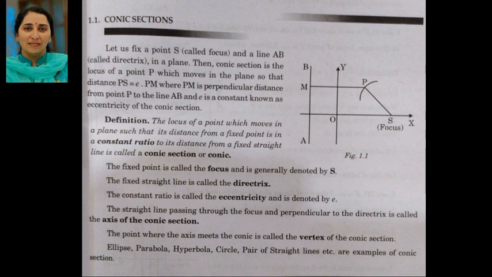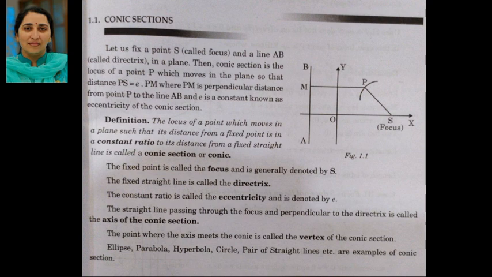This is called eccentricity. The straight line passing through the focus and perpendicular to the directrix is called the axis of the conic section. The point where the axis meets the conic is called the vertex of the conic section. The conic section is a parabola or ellipse or hyperbola or circle or pair of straight lines depending upon the value of e and the position of focus.